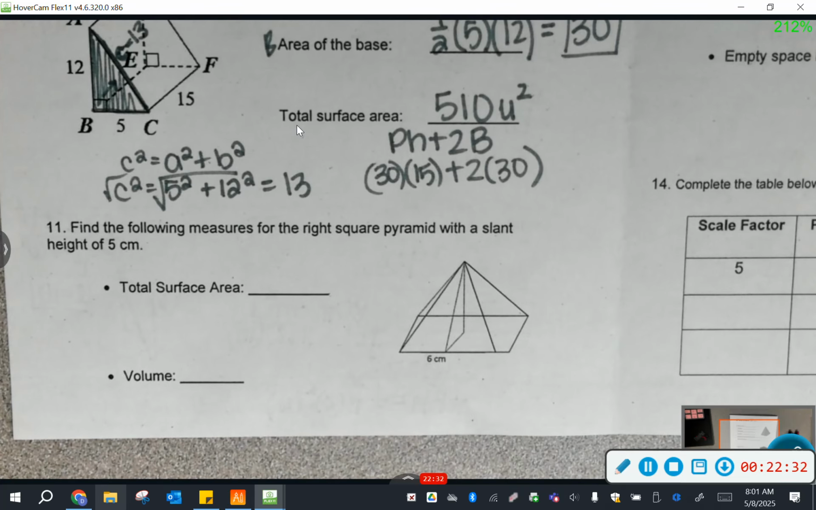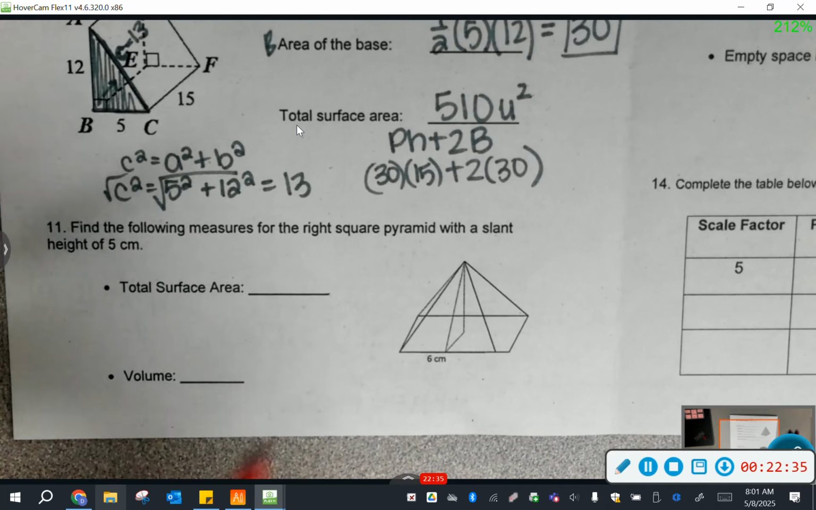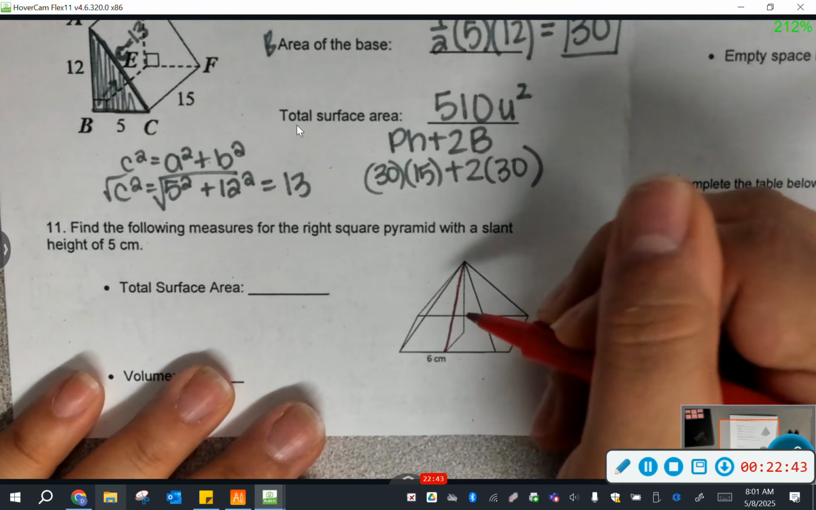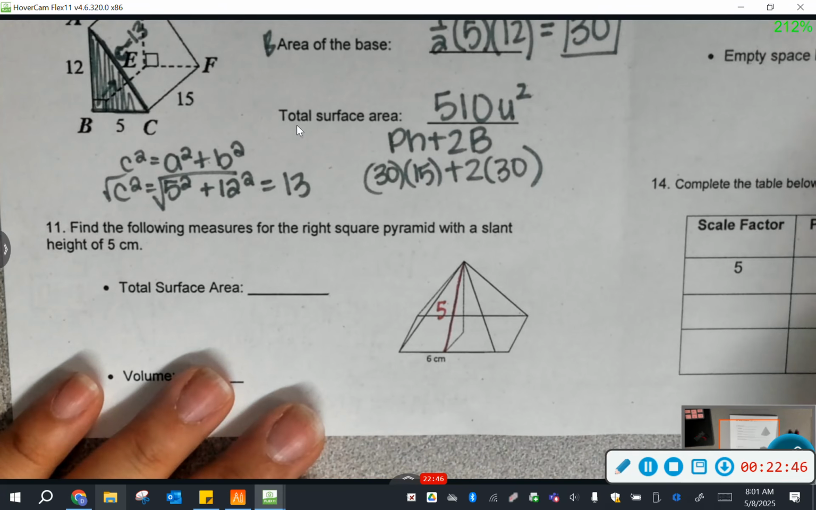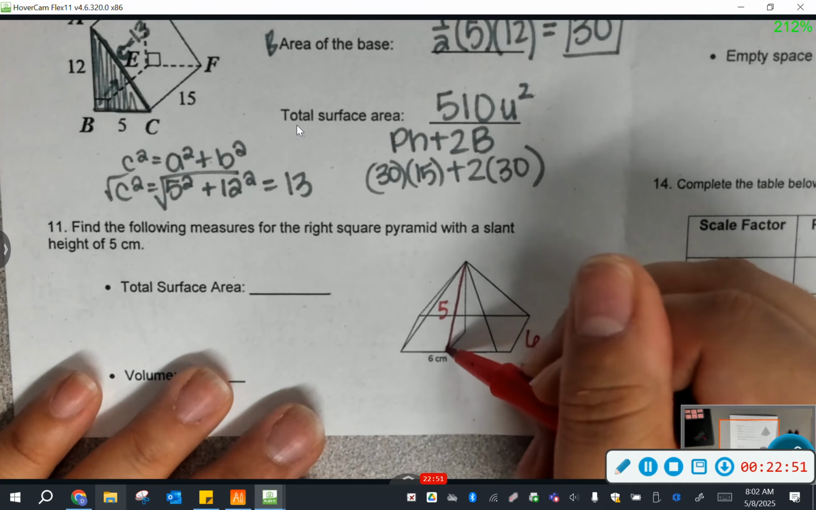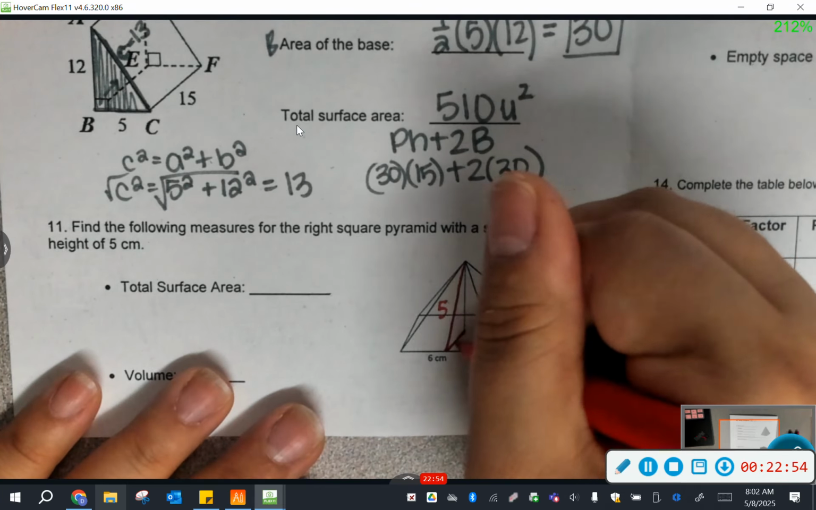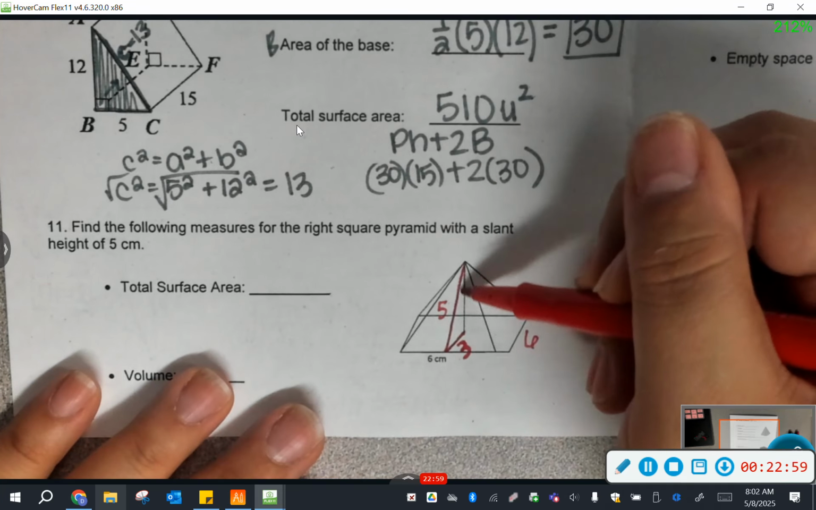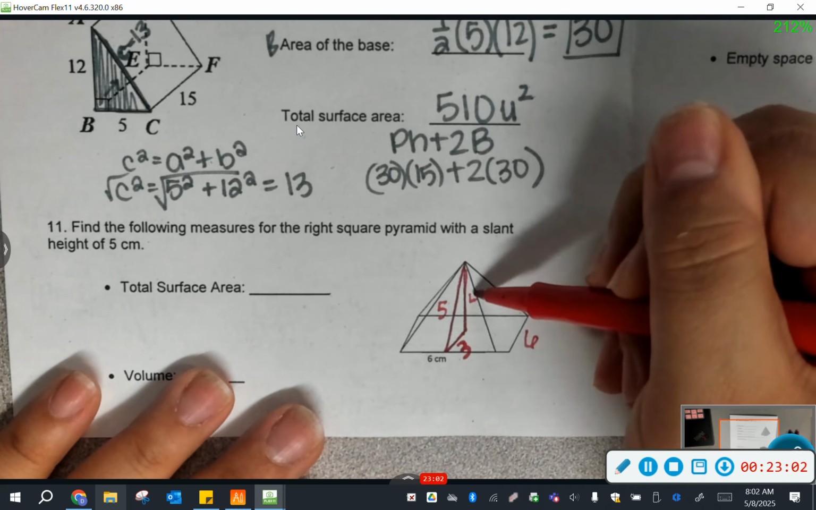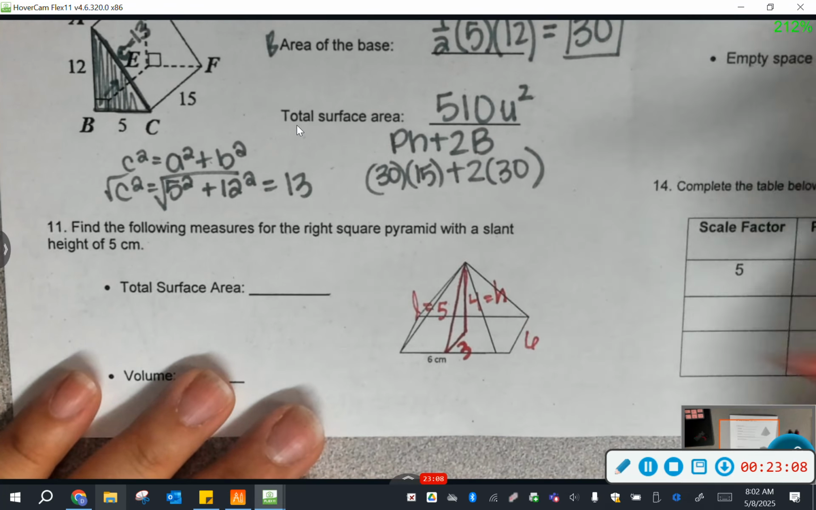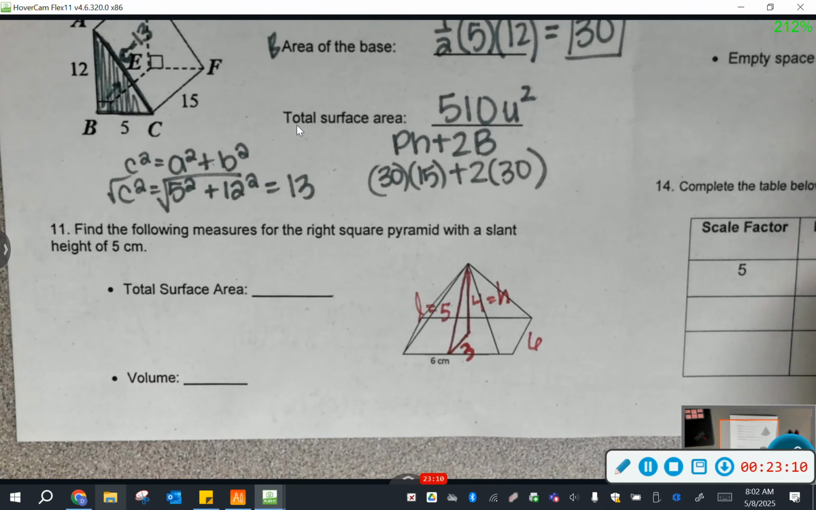Focus, focus. It says find the following measures for the right square pyramid with a slant height of 5 meters. So it's telling you this right here is 5. Well, if all the sides are 6, what is this down here? 3. And if I have 3 and 5, what is this height going to be right here? 4. So my slant height is 5, but my regular height is 4. It's a 3, 4, 5 triangle.